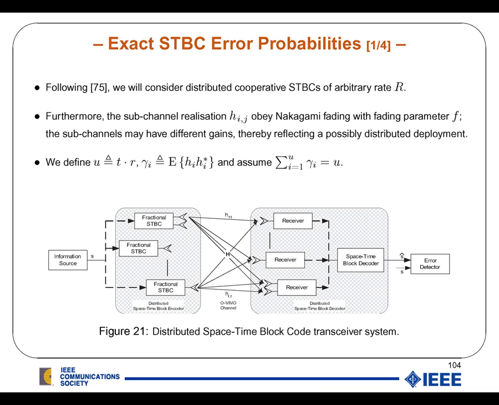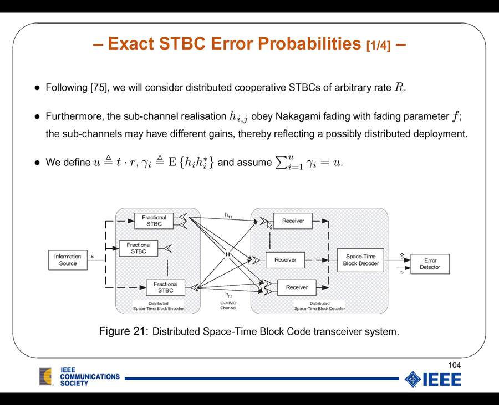Following 75, we assume a cooperative spacetime block code. That means if we go down to the figure here, we have an information source sending a signal S. That is being picked up by the T distributed antennas, where each of them may have more than one antenna element. They hence realize a fractional spacetime block code and transmit it via that channel H to the distributed receiver, which is the distributed spacetime block receiver that is being fed into a spacetime block decoder, and finally the error detection is done.